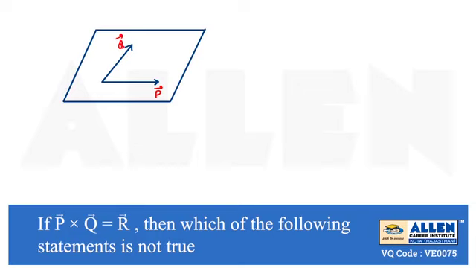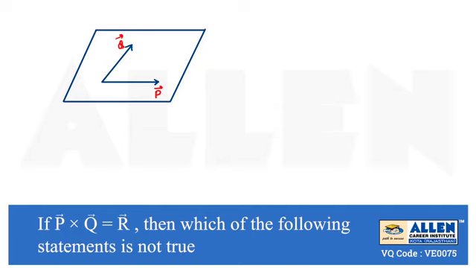If p vector cross q vector is equal to r vector, then which of the following statements is not true? Statement 1, r vector is perpendicular to p vector. Statement 2, r vector is perpendicular to q vector. Statement 3, r vector is perpendicular to p vector plus q vector. Statement 4, r vector is perpendicular to p vector cross q vector.